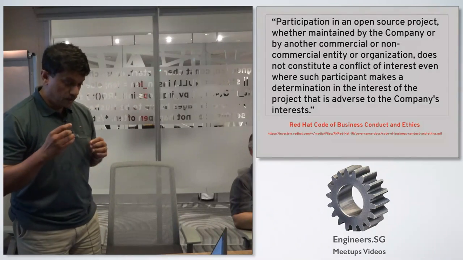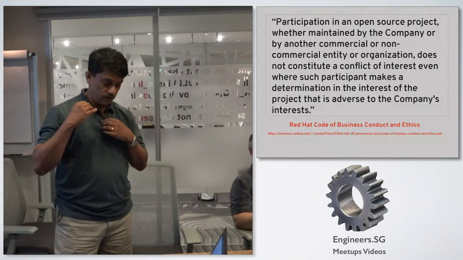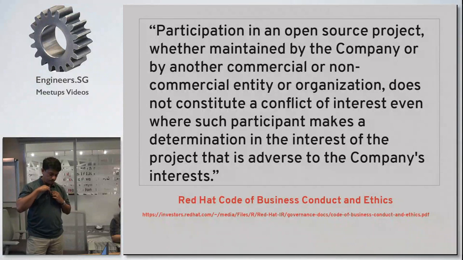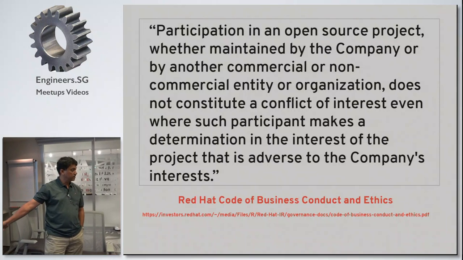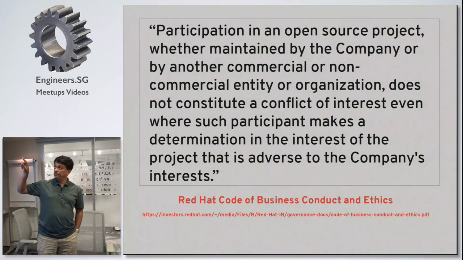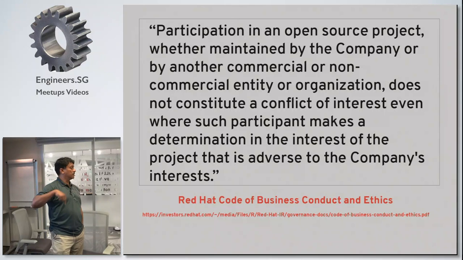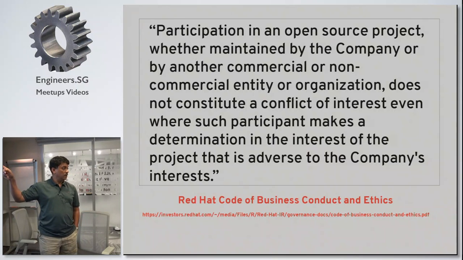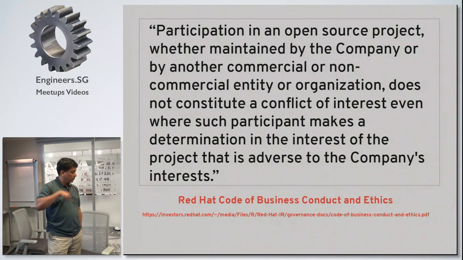Okay. This is something that we have within Red Hat. And this is a document about code of business conduct and ethics. It's about a 3 or 4 page document. It's available online. You can have a look at it if you are interested in reading it. We have to sign off on this every year as an employee, and when you join us for the first time. I put this paragraph out here because this is the basis for everything that we do.